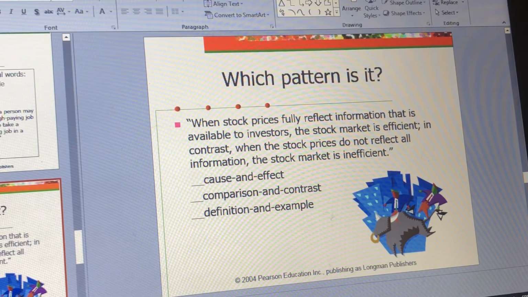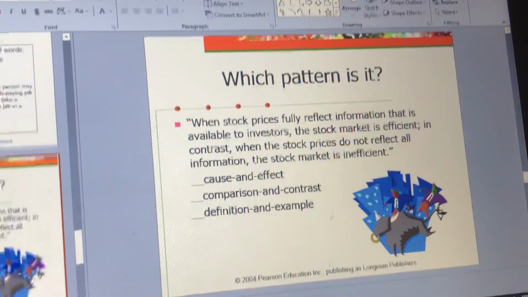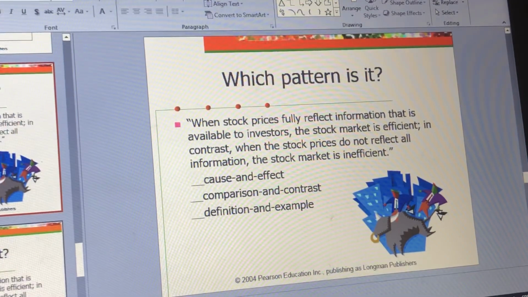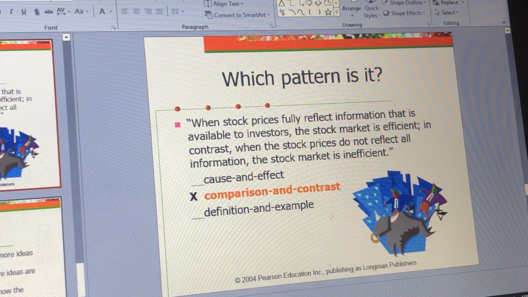Just like reading a textbook, you have to be actively learning and take responsibility for your learning. So everybody should have an answer. Okay, of course it's a compare and contrast, right? In contrast lets us know that they're showing the differences between these two things. Hopefully everybody answered that and answered it correctly.